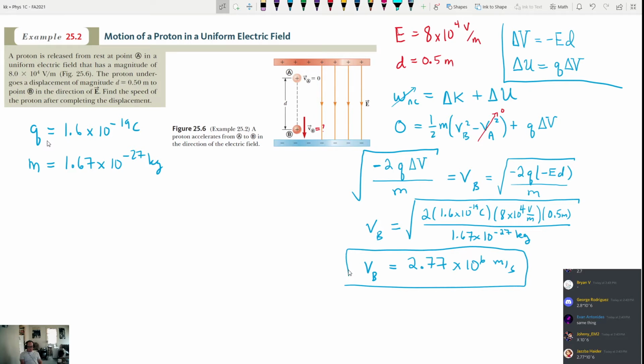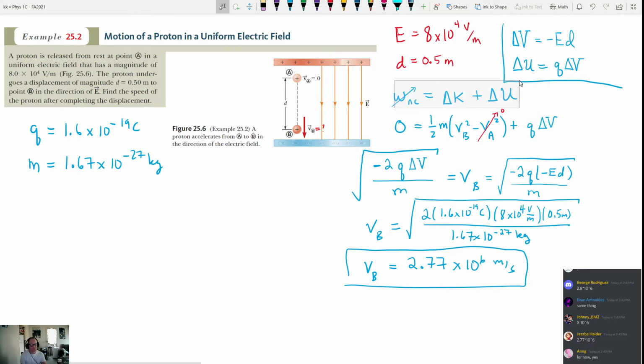It's pretty easy, right? I hope you think that's easy. I know that there are these new ideas that we're introducing, but ultimately, this is just an energy problem, and we now have a new type of energy, right? Delta U, that's equal to Q delta V. And that's really the only thing that's different from a problem where, for example, you just try to figure out the velocity of a ball as it fell down or something like that.